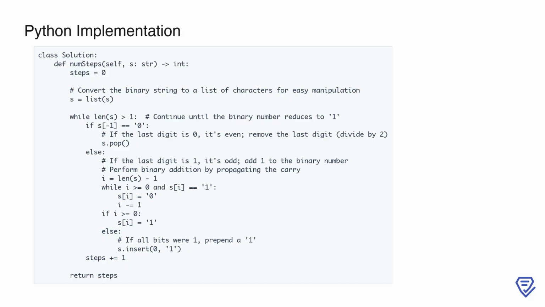For the odd case, if the last digit is 1, the number is odd, so we add 1. Binary addition involves propagating a carry if the current digit is 1. Starting from the last digit, we replace consecutive ones with zeros and move leftward until a 0 is found. This 0 is flipped to 1. If all digits are 1, e.g., adding 1 to 111, we prepend a 1 to the list using s.insert(0, 1).